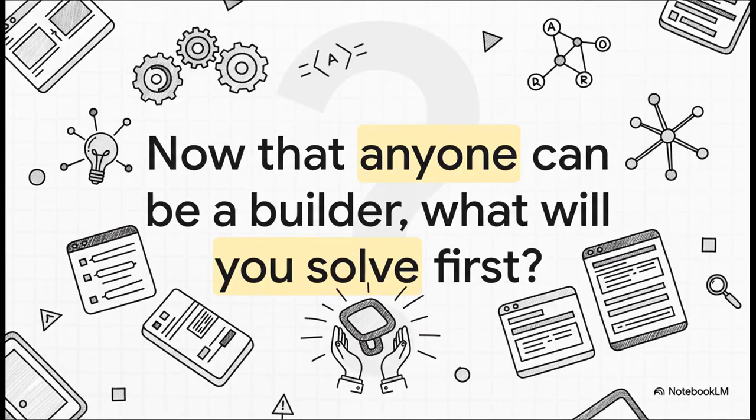So the big takeaway here is this: the barrier to creating really powerful AI has just collapsed. It's gone. The power to design and build these incredible solutions is literally in your hands now, which kind of leaves us with one big question to think about. Now that anyone can be a builder, what problem are you going to solve first?